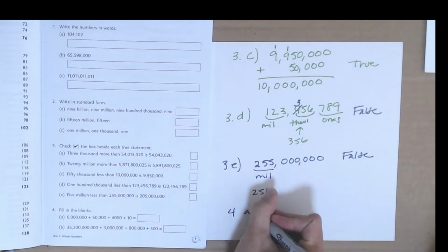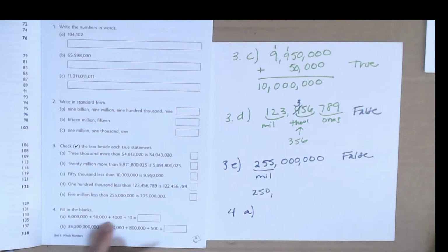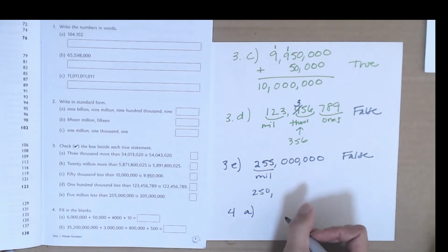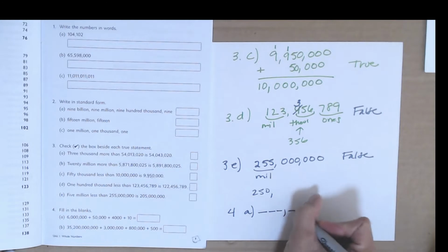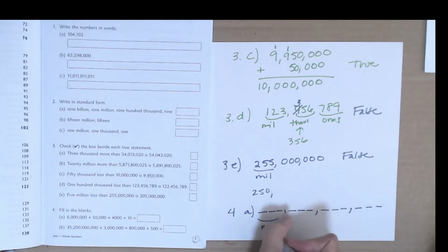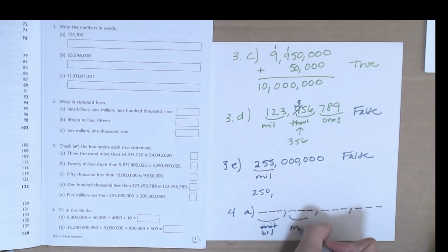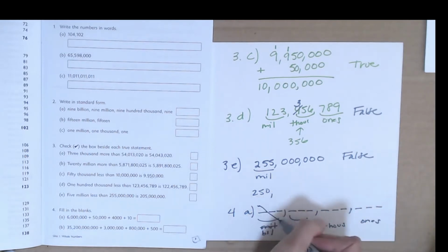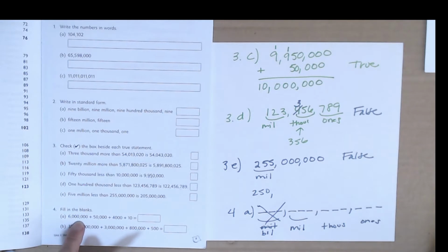Number 4A. Now we want to fill in the blanks. We're adding a bunch of numbers to write a number in standard form. This is the expanded form. We're going to write it in standard form. Again, I'm going to make my little spaces here and just fill them in. So I have billions, which we're not going to need. Millions, thousands, and ones. So we don't need billions in this question because we start with 6 million.